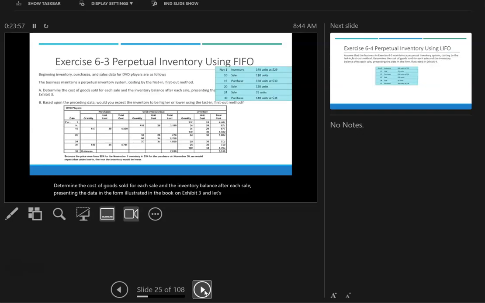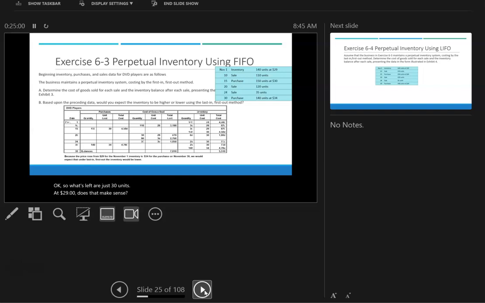And let's just look at this. So we see what was purchased. We have a balance on November 1st of 140 units at $29. We sold 110 units on November 10th. So if we look at this, when we sold 110 units, do you see using FIFO, we're going to take those November 1st units sitting in inventory. We're going to take 110 of those units at $29. And those are the units we're saying we sold. Okay? So what's left are just 30 units at $29. Does that make sense?